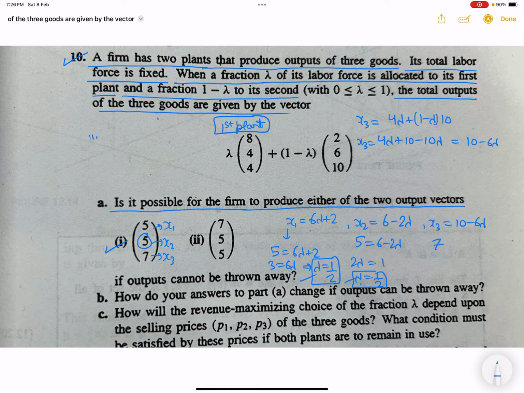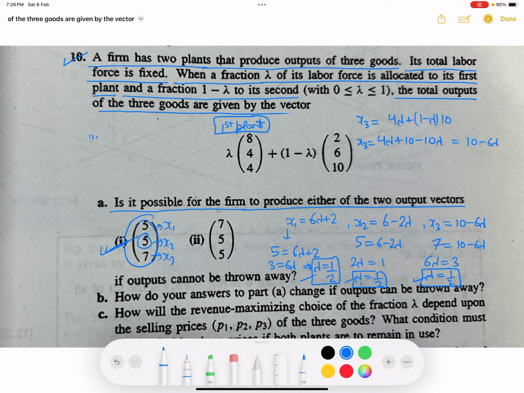And x3 was 7, so 7 equals 10 minus 6 lambda. x3 was 4 lambda plus 10 minus 10 lambda, which is 10 minus 6 lambda. So we have 6 lambda equals 3, and lambda comes out to be half again. So if we devote half of the labor force to production in the first plant, then this output level can be produced. Okay, so we have got this.